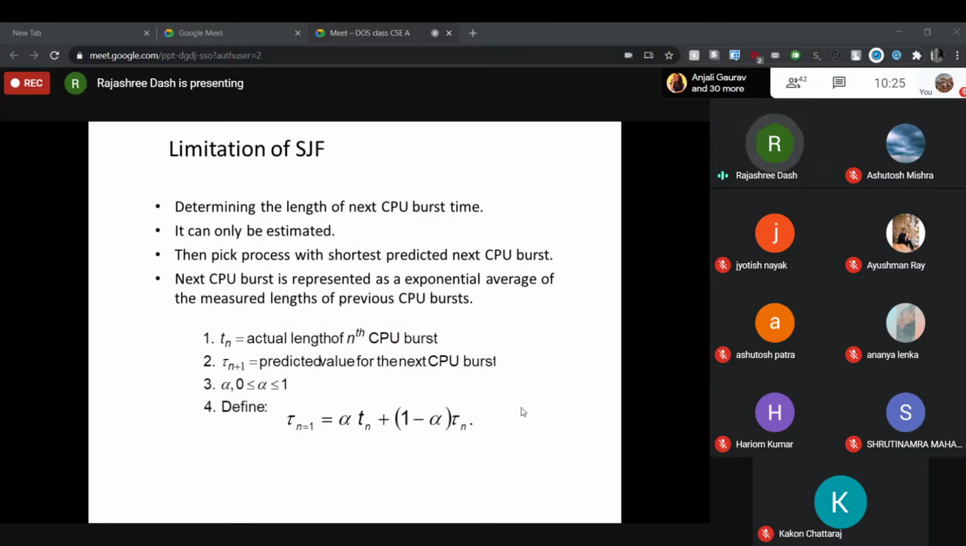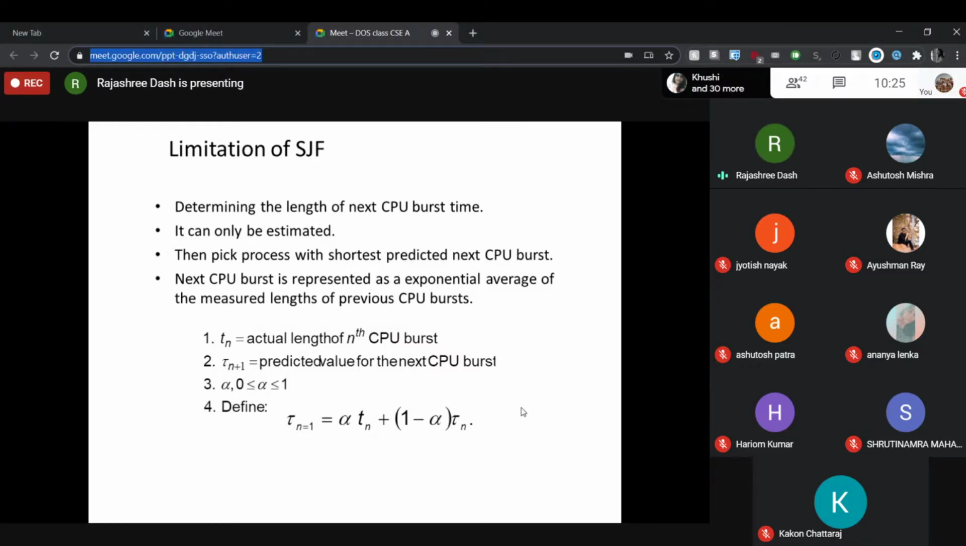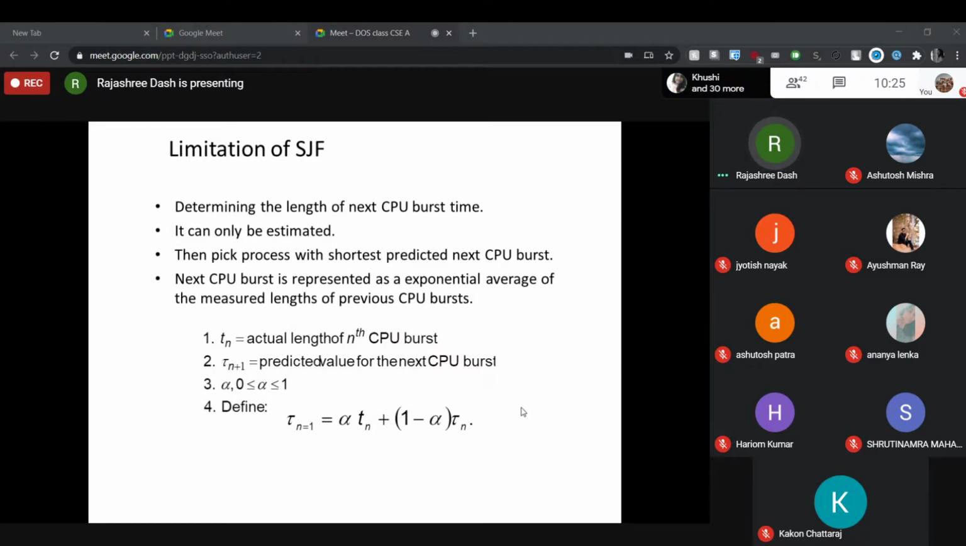Now, for long-term scheduling in a batch system, the process time limit that a user specifies during the submission of the job is normally taken as the length of the next CPU burst. So in that case, users are motivated to estimate the process time limit accurately, because a lower value may mean a faster response. So SJF scheduling is used frequently in long-term scheduling. It cannot be implemented at the level of short-term scheduling, because how to know exactly the length of the next CPU burst is the main difficulty.